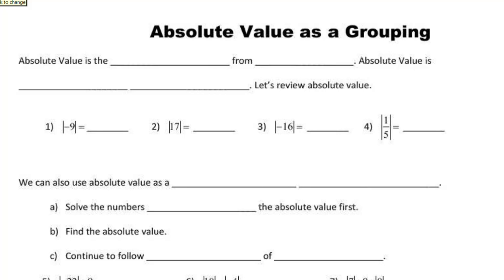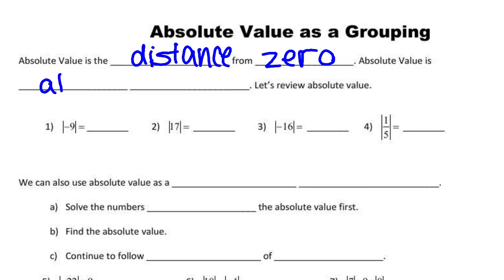Today we are talking about absolute value as a grouping, and let's review very quickly, what does absolute value mean? We went over absolute value in our integers unit, so what does absolute value mean to the problem? So absolute value is the distance from 0, and absolute value is always positive.